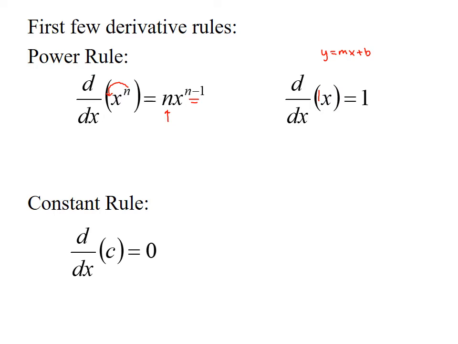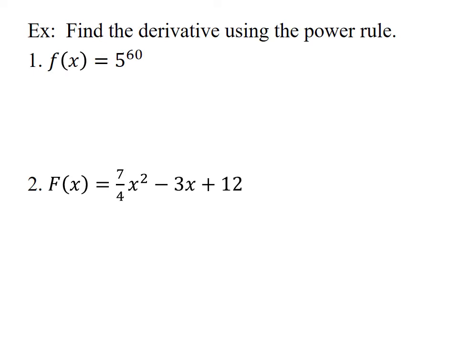So let's look at some examples here. Find the derivative of the following. You have 5 to the 60th power. Well, since there aren't any x's involved, and that's just one large number, that's considered a constant. Therefore, your derivative is 0.